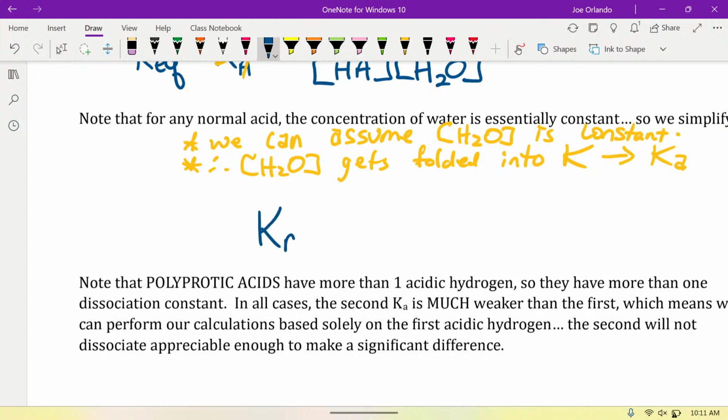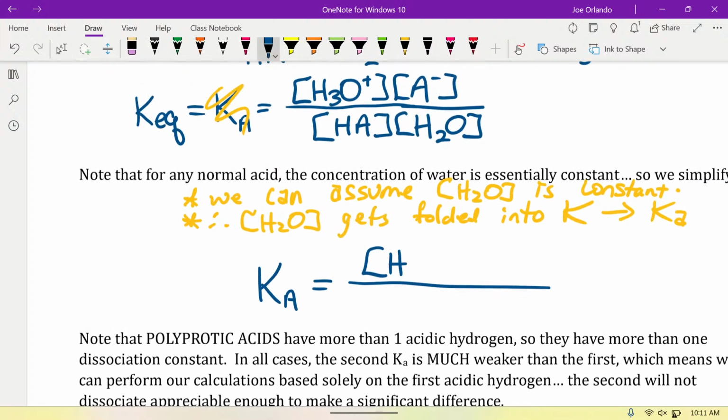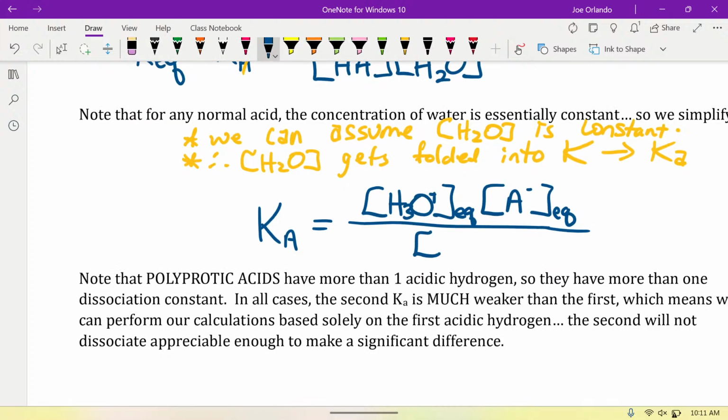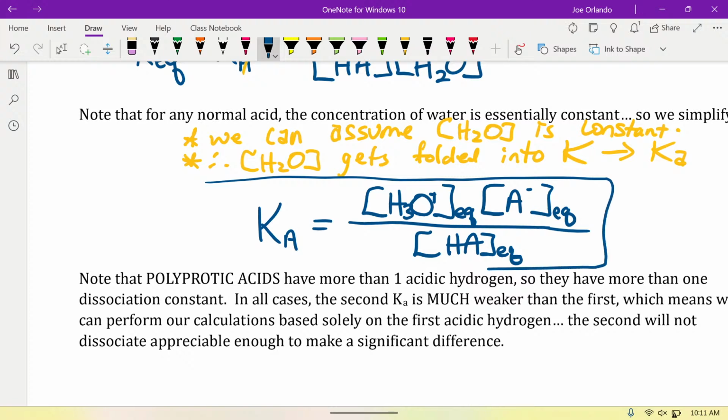The definition of any acid's equilibrium state is that at equilibrium, the concentration of H3O+ times the concentration of the A minus, the stuff that's left over that used to be the acid but has given away its H+, divided by the concentration of the original acid, again, all at equilibrium, will be constant. And we call that its acid constant, or its Ka value.